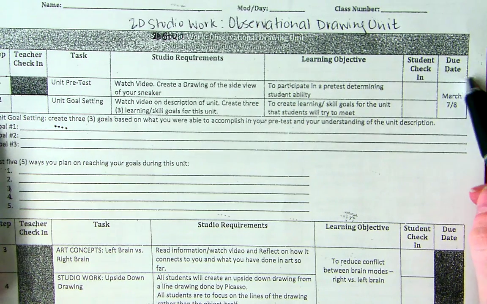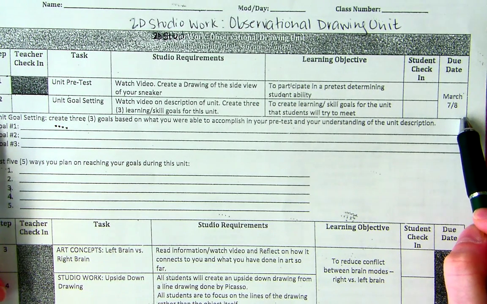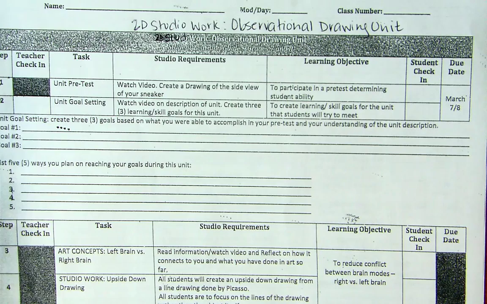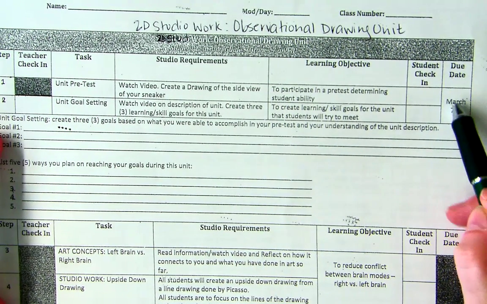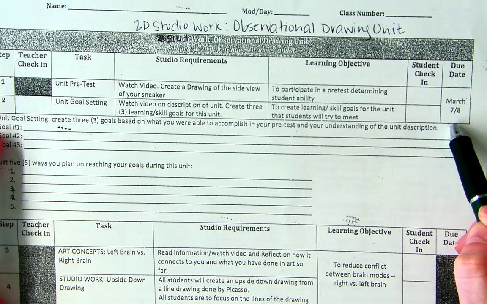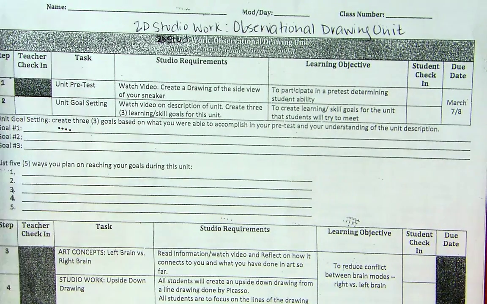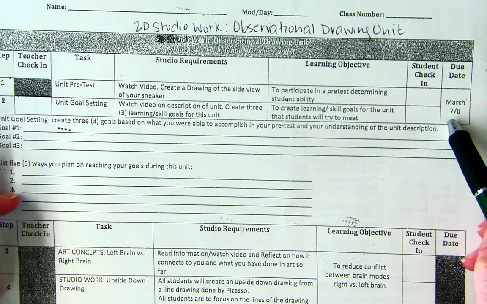Due date. Now, these dates may or may not change depending on weather and other things going on, but the due date pretty much is already set for you. So March 7th or 8th, depending on whether or not you're an A day or a B day. The 7th this month is an A day, and the 8th is a B day.